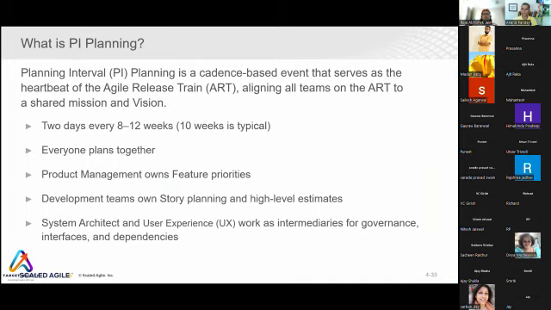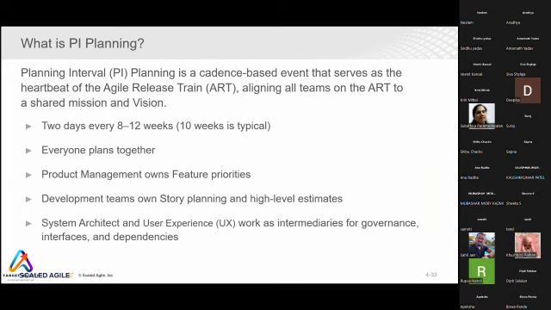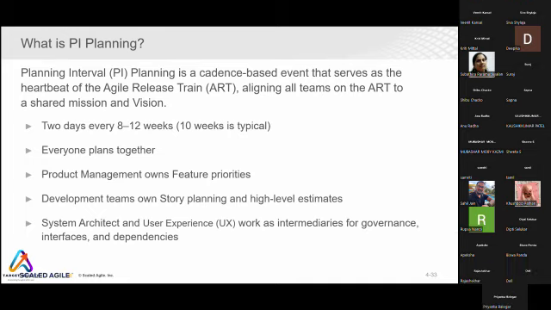Okay, so what is the PI planning and what is the role of Scrum Master? So let's understand first what is the PI planning. PI planning is basically a cadence-based event. When I say cadence-based event, it means it's a rhythmic event which happens at a particular time and at a particular frequency. That is called the cadence-based event. That serves as the heartbeat of Agile release train. So it is the heartbeat of SAFe or heartbeat of Agile release train.